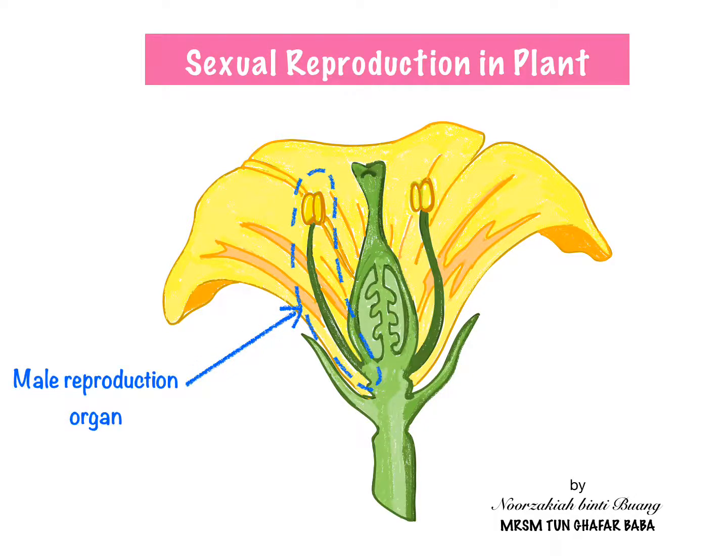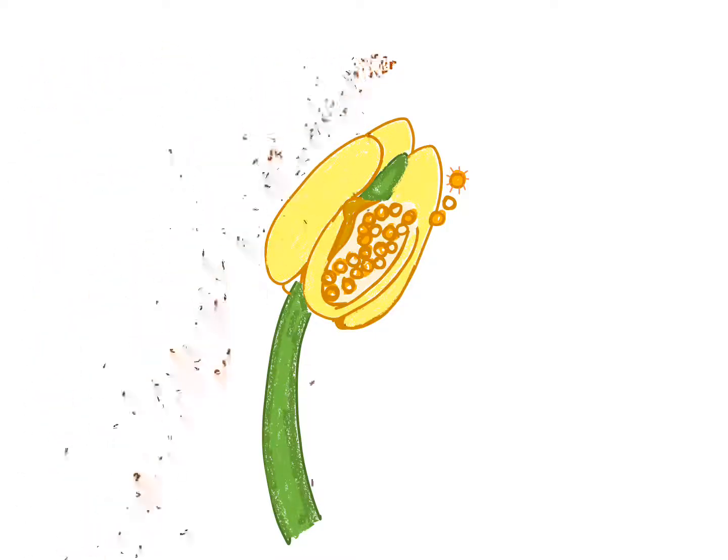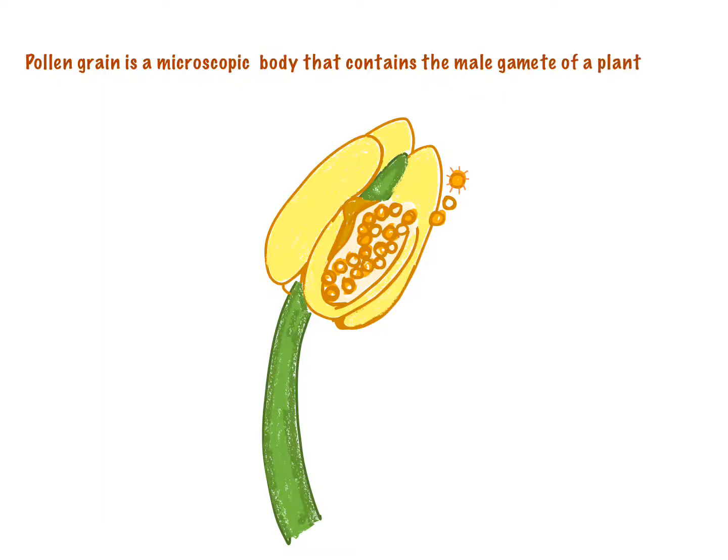Male reproduction organ is called stamen and it consists of anther and filament. Formation of the pollen grain occurs in the anther. Pollen grain is a microscopic body that contains the male gametes of the plant.